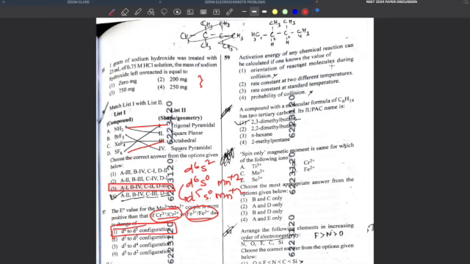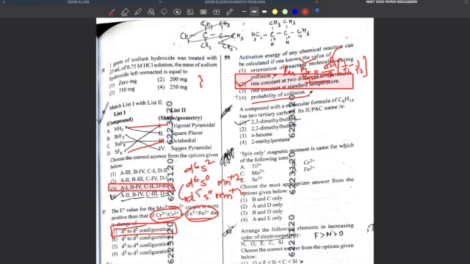Activation energy of any chemical reaction can be calculated if one knows the value of: the orientation of reactant molecules during the collision, the rate constant at two different temperatures, the rate constant at standard temperature, or the probability of the collision. If you know the rate constants at two different temperatures, you can calculate it using ln K2 by K1 equals Ea over R into 1 by T1 minus 1 by T2. If you know K1 and K2, you can calculate the activation energy. So the rate constant at two different temperatures should be the answer for this question.